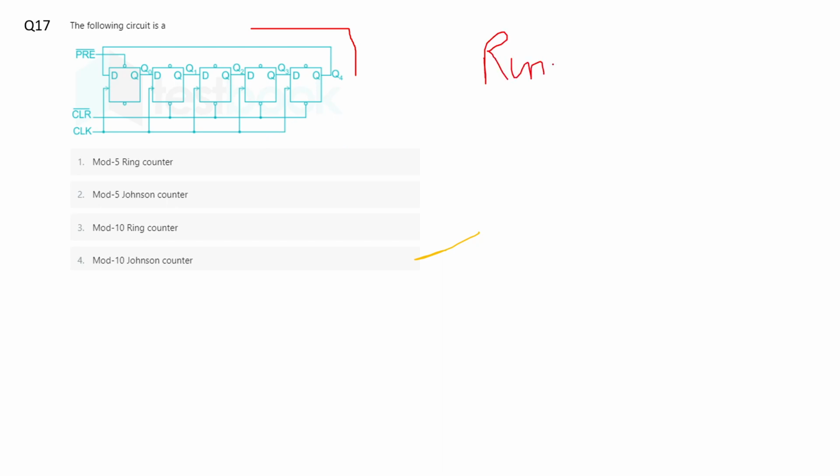Now what will be the modulus of this ring counter? The number of states it will count is simply equal to n, the number of flip-flops, so it is mod 5. So this is a mod 5 ring counter. So option 1 is the correct answer.